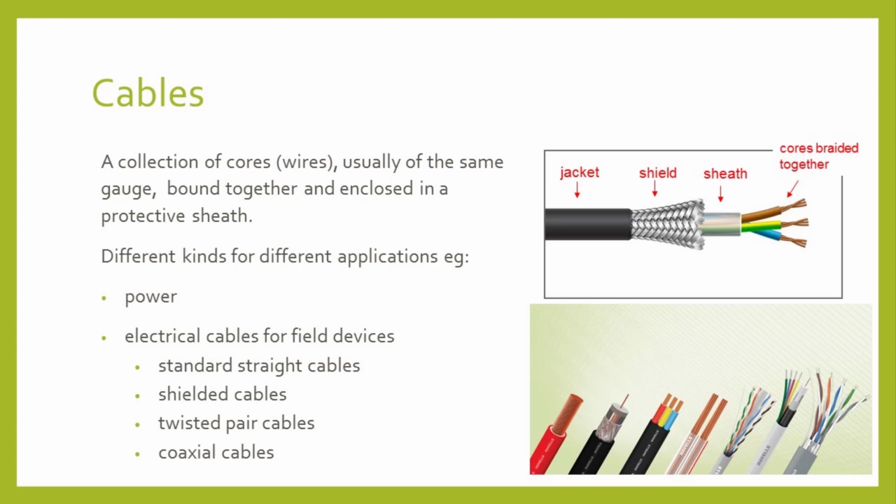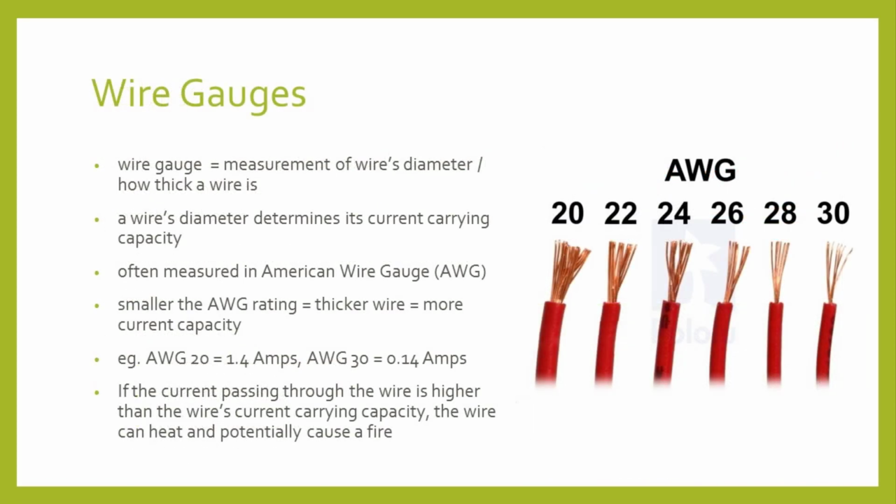The cables we're interested in are electrical cables, made from copper wires and either enclosed in a PVC sheath or bundled together in a cable harness. We'll also briefly go over the different types of cables, such as shielded cables, twisted pairs, and coaxial cables, which, along with standard straight cables, are commonly encountered in field devices. When selecting or making cables, there are two things to consider: the wire gauge and the binding.